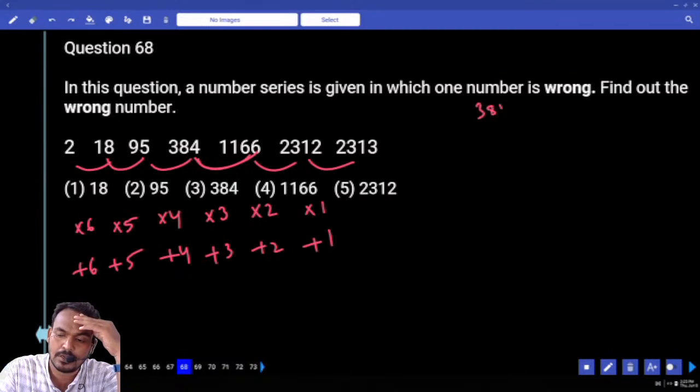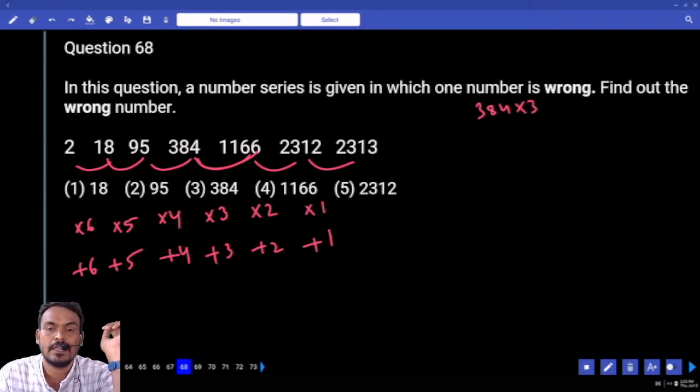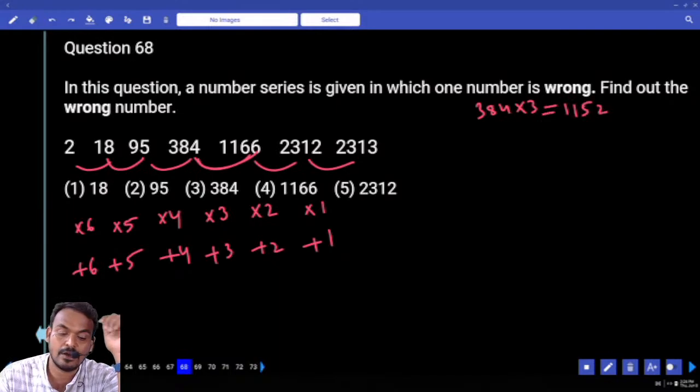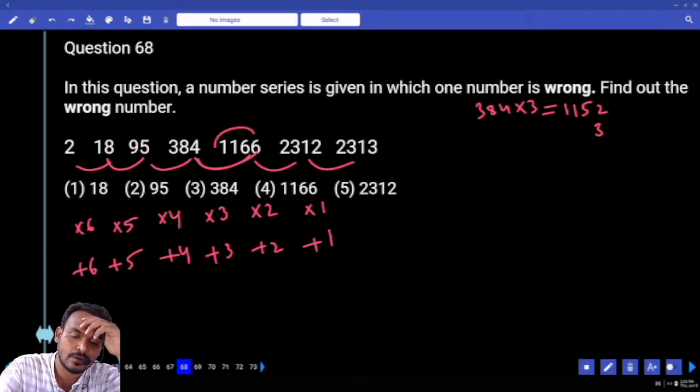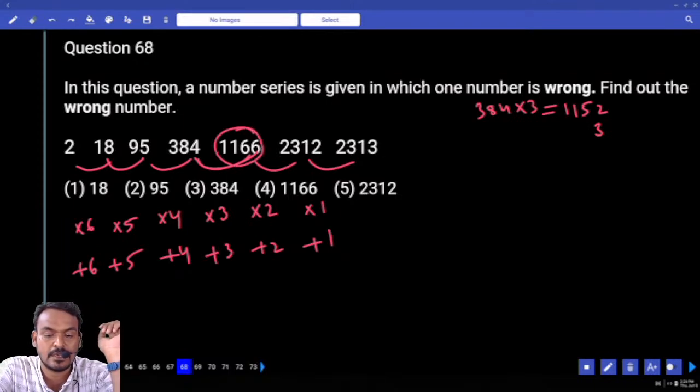384 into 3. What is the value? 900 plus 240, 1140 plus 12, 1152 plus how much value? 3 or 4? 3. It is 1155. What is the wrong number? 1166.